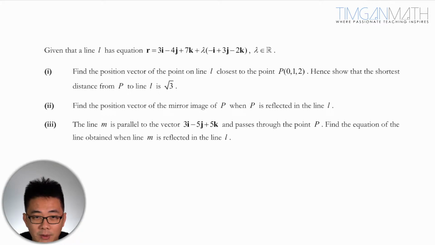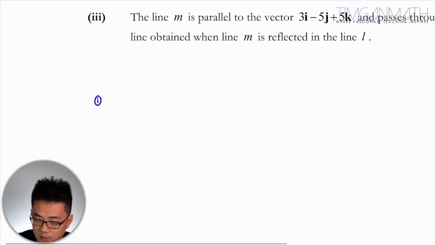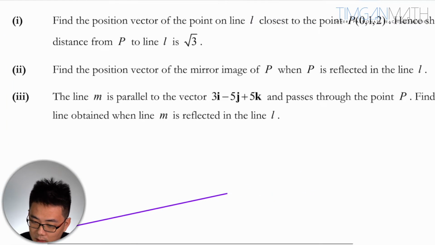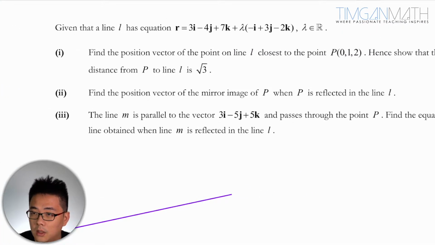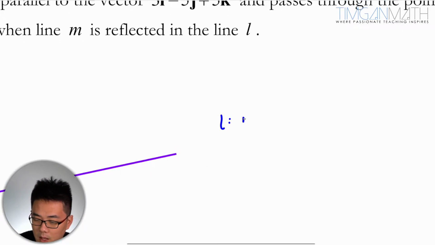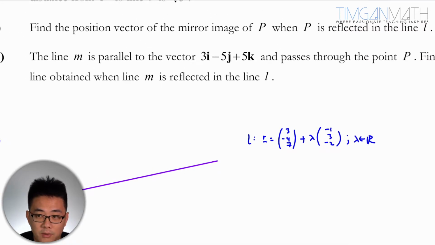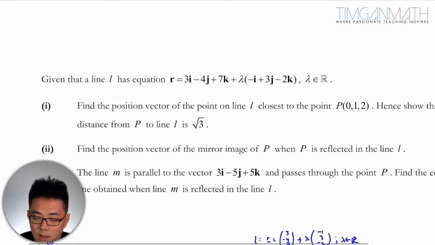So we want to find the position vector. In this case, just draw it out. You have a line L as such. I would suggest writing this line L as r equals (3, -4, 7) plus lambda (-1, 3, -2), where lambda equals the root value. I like to write it in this column vector form because it's easier.